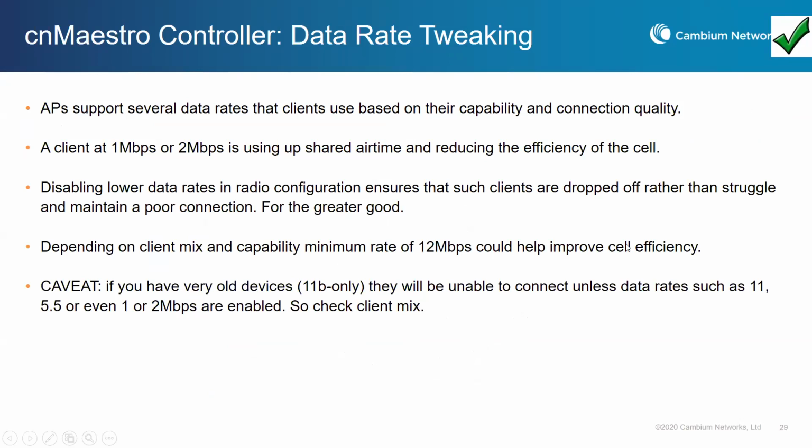This talks about data rate tuning on the CN Maestro controller, and data rate tuning can be achieved by 3 modes. You can have a minimum unicast rate, you can also do adequate coverage, and you can also do enhanced roaming.